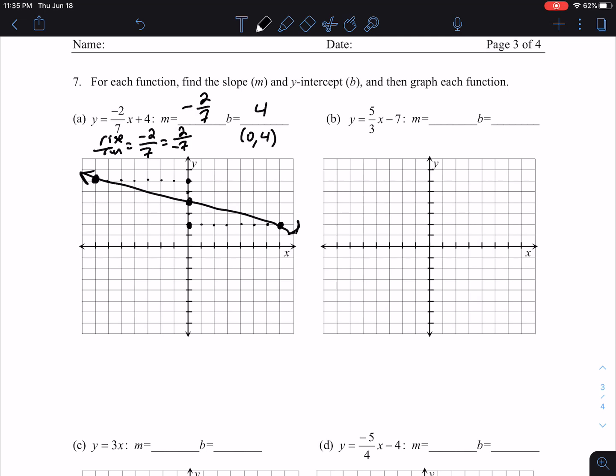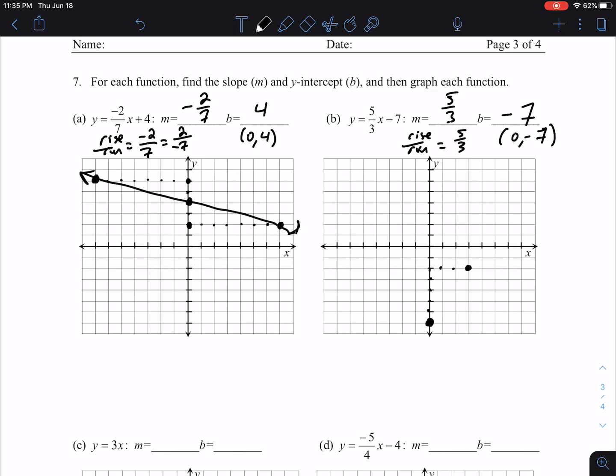All right, so let me do this one for you. The slope is 5/3. The b value is a -7. So I'm going to start with the fact that this is crossing at 0, -7. So I got 1, 2, 3, 4, 5, 6, 7 down here. My rise and my run is 5 and 3. So I'm going to go 5 up, 1, 2, 3, 4, 5, and then 1, 2, 3 to the right.